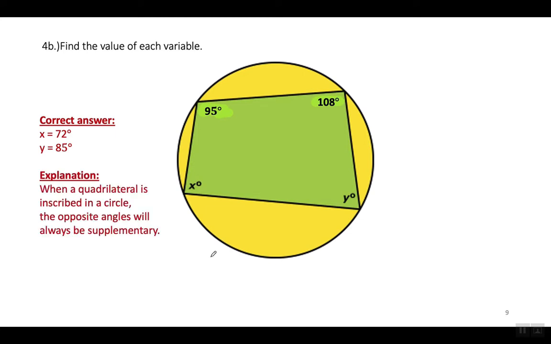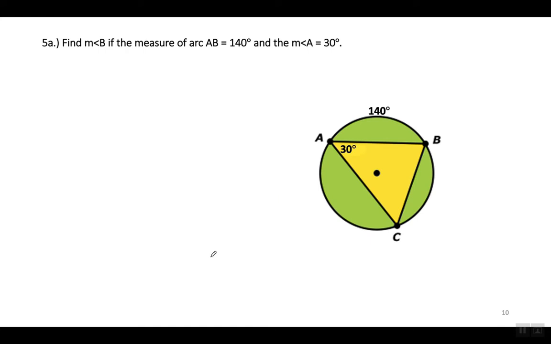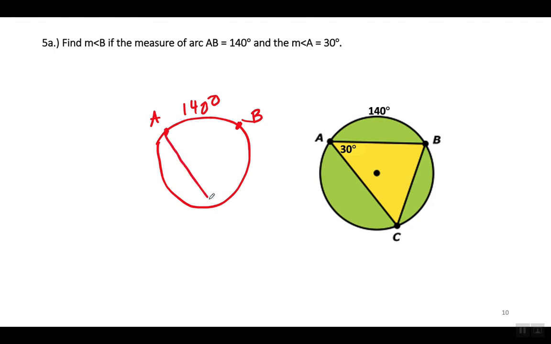All right, moving on to question 5. 5A. Find the measure of angle B if the measure of arc AB equals 140 degrees and the measure of angle A equals 30 degrees. Okay, so the key in this one is remembering that, let me try to draw this here, the relationship that exists between this arc and this angle, which is angle C.